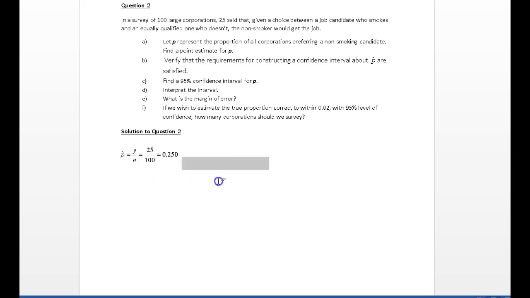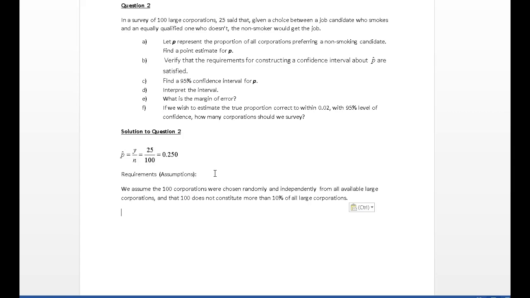What are the requirements? The requirements say, first of all, that the corporations are supposed to be randomly and independently picked. It doesn't say that in this question, but I'm assuming that this is true, that I've picked them randomly and independently from all available large corporations. My sample size is not supposed to constitute more than 10% of the population, and I would assume that 100 is not more than 10% of all possible large corporations.